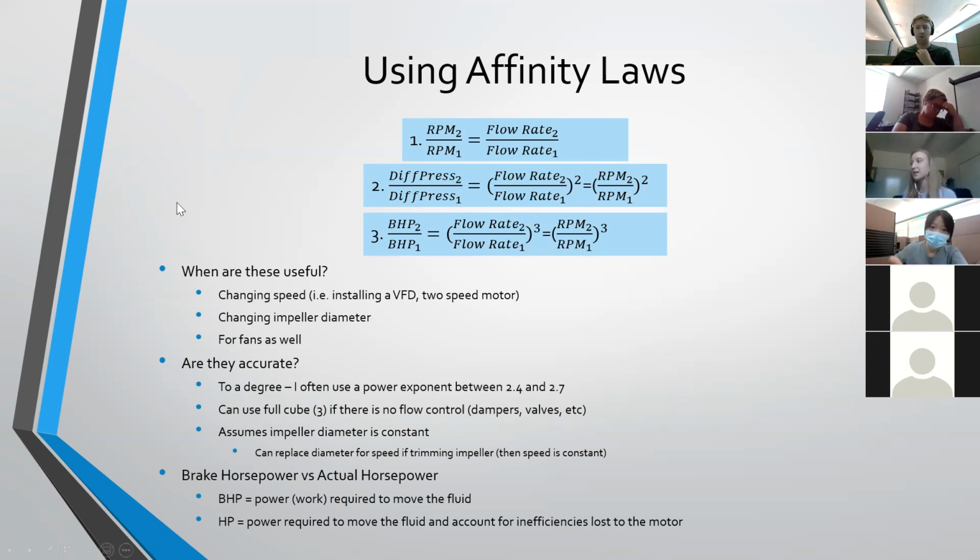And then you can take that into this third equation, which says that power is proportional to the cube of your speed or flow rate. So at 50% of my flow rate or speed, cube that, and then multiply by that baseline power you have taken to get your new power.